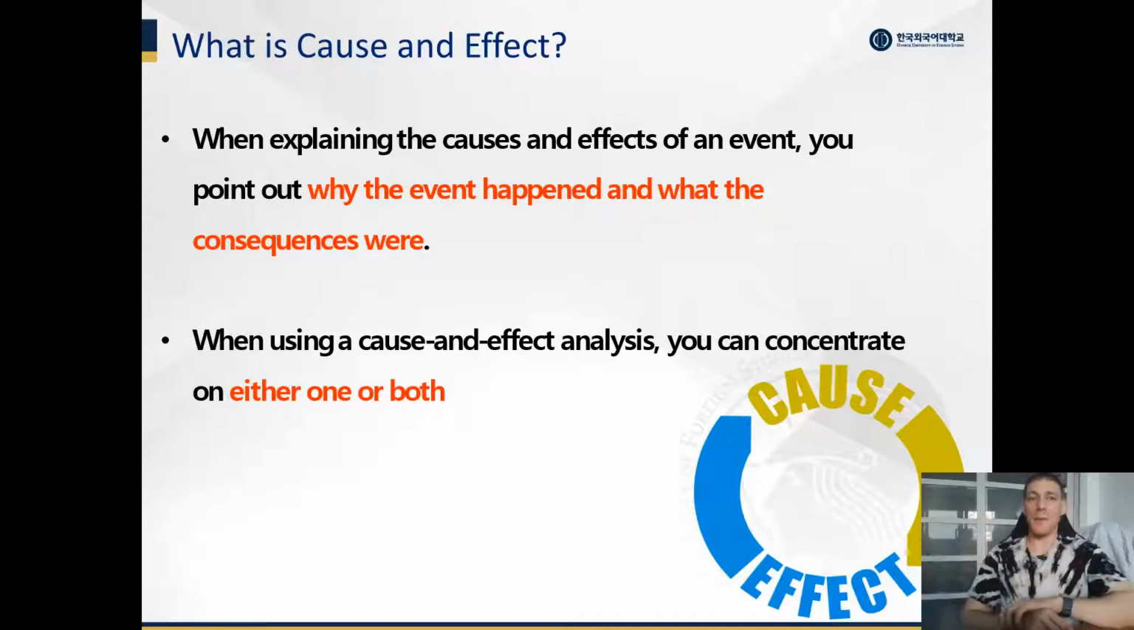Now you have to remember, when explaining the causes and effects of an event, you point out why the event happened and what the consequences were. Consequence means the result. What happened because of it? So, why the event happened and what happened afterwards.